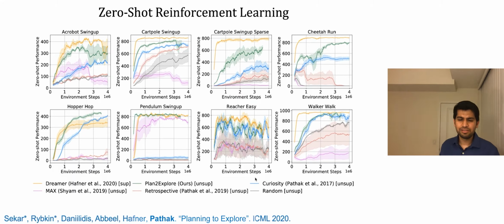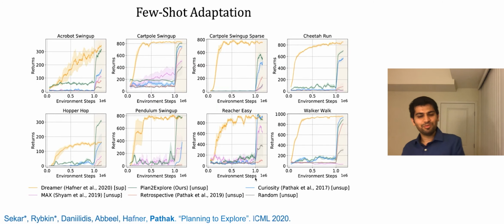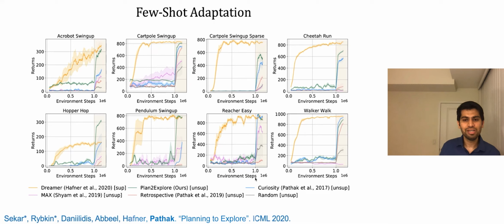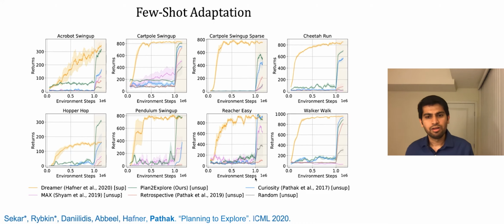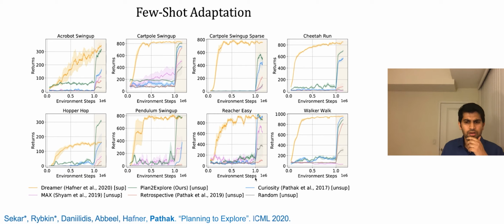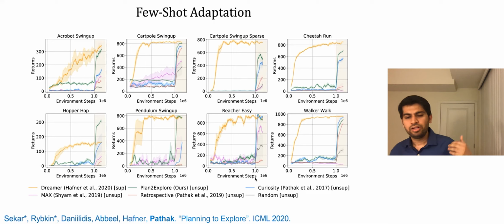In some cases, there is still some gap. So in those cases, we just add 10 to 15 supervised episodes. And as soon as we add the supervised episodes, the performance of our agent, which is learning in a completely self-supervised exploration phase, just jumps immediately to match the Oracle model, which has access to rewards at training time. So what we are able to show in this work is that by incorporating planning into the training time as well, we are able to efficiently explore such that we can adapt to new tasks at test time.